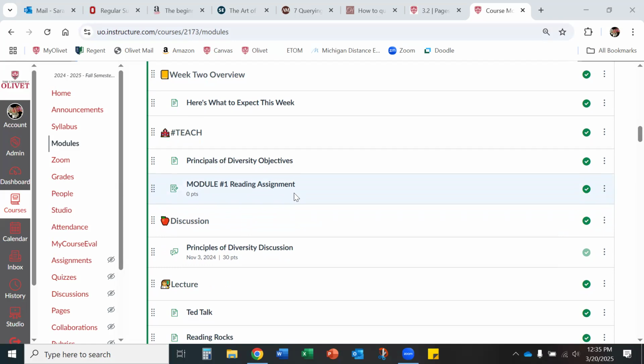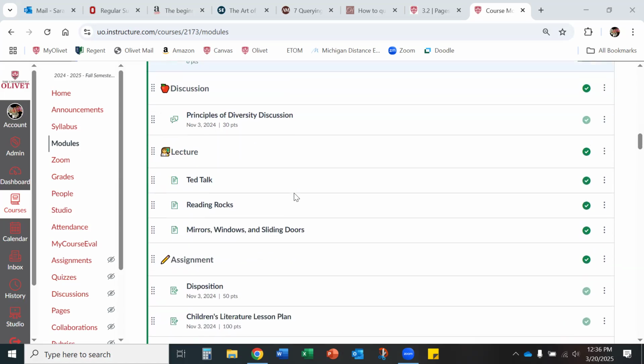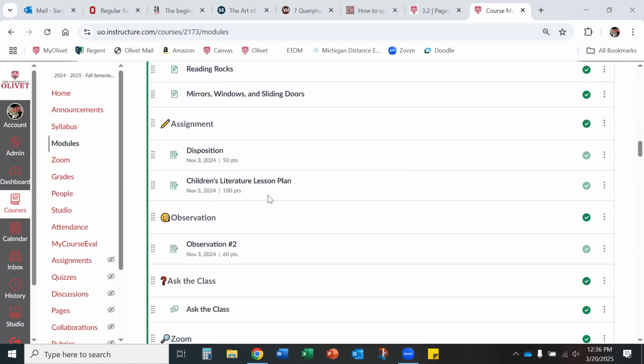Similar to what Michelle was talking about, it's very scaffolded in terms of building up elements. But one thing that she talked about was that she often has more than one bigger assignment each week, but she prioritizes one. For this week, it would be the children's literature lesson plan.